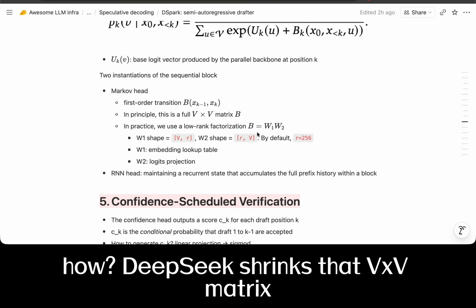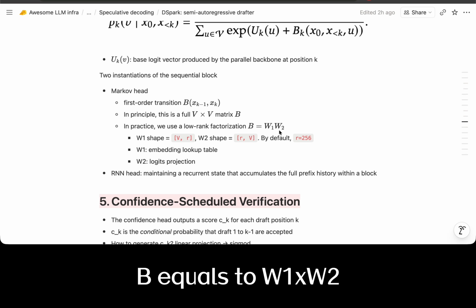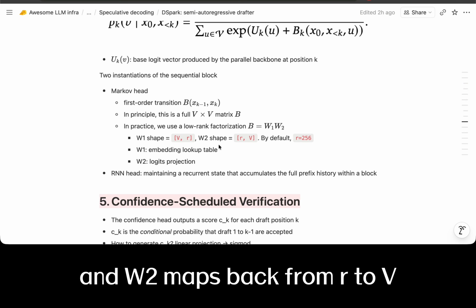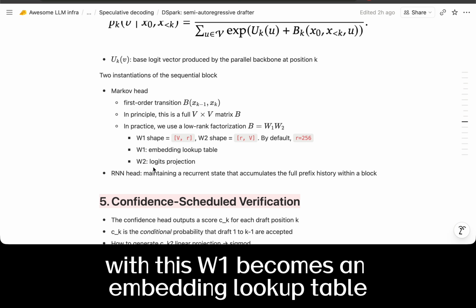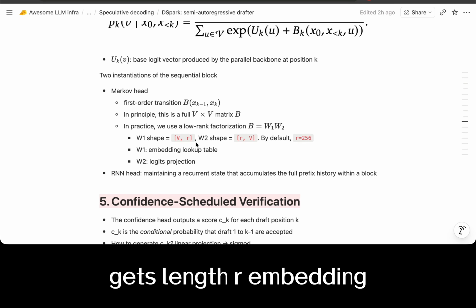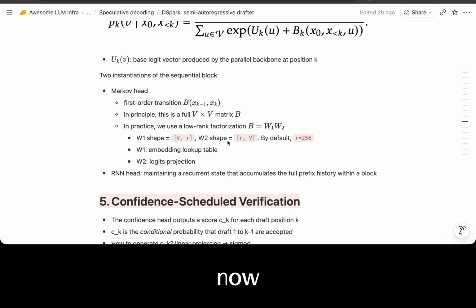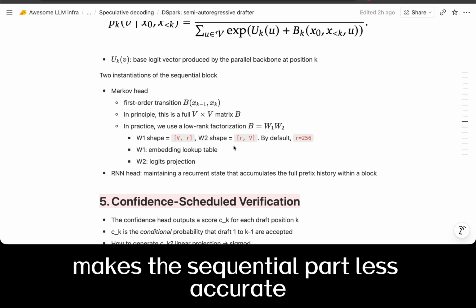DeepSeek shrinks that V times V matrix with a low-rank factorization. B equals W1 times W2, where W1 maps from V down to a smaller rank R, and W2 maps back from R to V. By default, R equals 256. With this, W1 becomes an embedding lookup table. Every token in the vocabulary gets a length-R embedding, and W2 maps that embedding back to logits, since it restores the V dimension. Now, you might worry that throwing away the older context makes the sequential part less accurate.